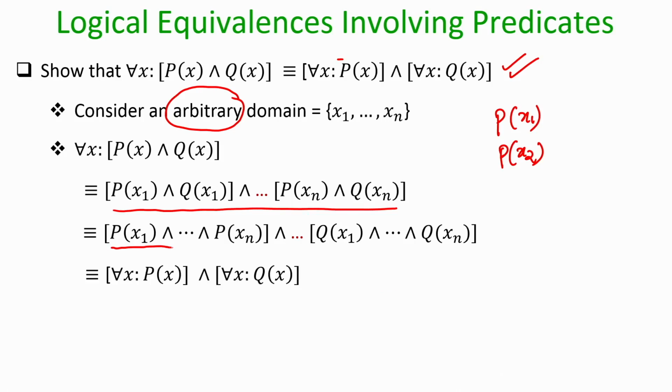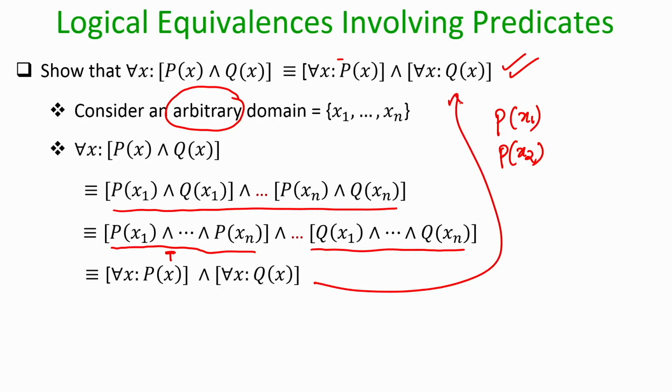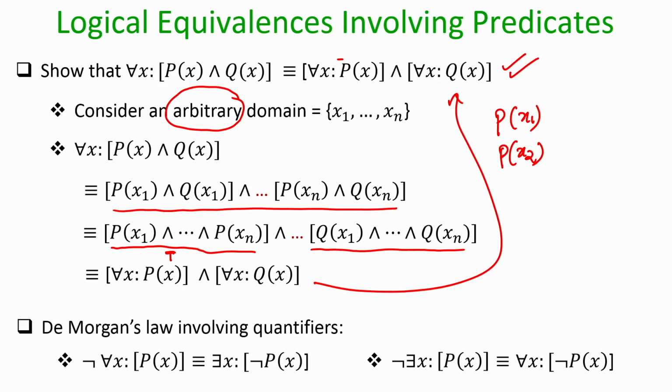Now, if the conjunction of all the P propositions is true, that is equivalent to saying that for all x, P of x is true, and in the same way, if the conjunction of all the Q propositions is true, that is equivalent to saying that for all x, Q of x is true, and this is nothing but your RHS expression. In the same way we can prove De Morgan's law involving quantified statements.